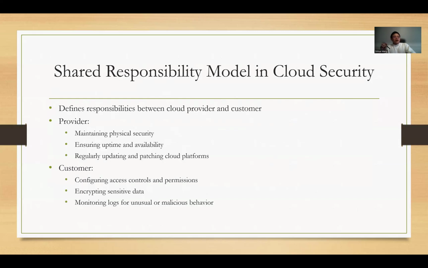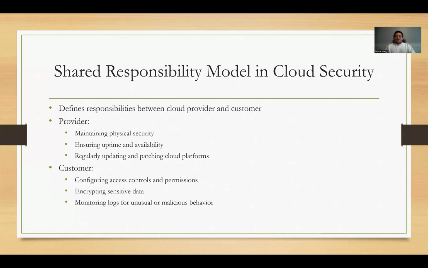So let's dive into each of them in more detail. Because the shared responsibility model is so important, I put it first. Building on the best practices, let's explore this model. We have obligations on both the service provider side and the customer side.